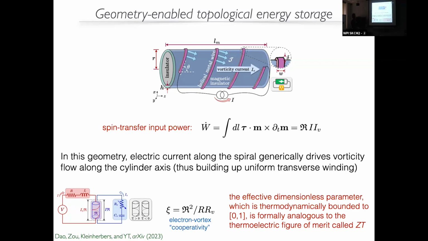This blue circuit here is my circuit description of the basic coarse-grained vortex dynamics in this device. R sub V is the impedance of vortex motion across the cylinder, like the total impedance is proportional to the length of the cylinder. It's sort of like the equivalent of Ohm's impedance, but for motion of vorticity.